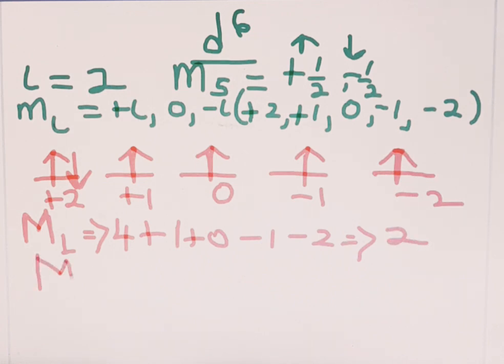Then we determine the total spin quantum number. To determine the total spin quantum number, each electron spins either upwards, which is plus half, or downwards, which is minus half. This orbital contains 2 electrons. This spins upwards, which is plus half. This spins downwards, which is negative half. So plus half, negative half, they cancel each other. So let's ignore the first one. Now let's focus on the rest.